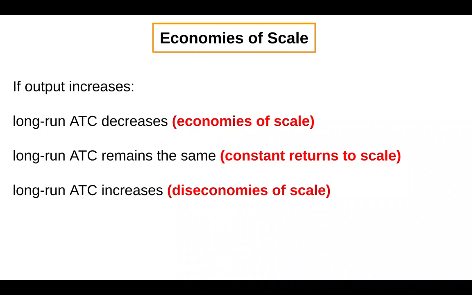And then finally, if long run average total cost increases as output increases, you have diseconomies of scale, which means you're in a really tough spot because you're increasing your output and your costs are just going up with it, which a lot of small businesses tend to have that problem.